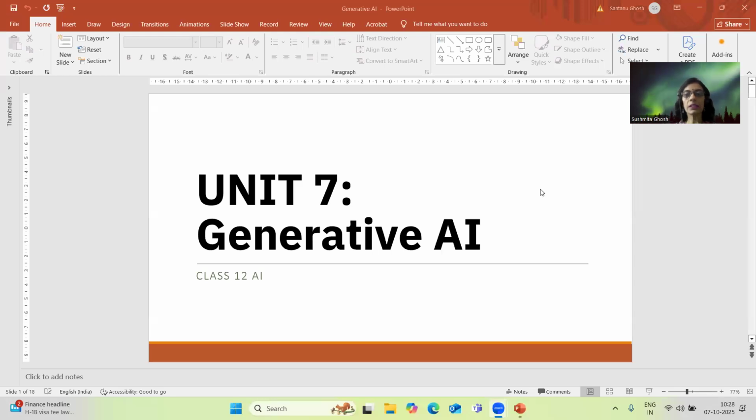Good morning. So now we start with another topic of class 12th AI syllabus, and that is your generative AI. We've been hearing a lot about generative AI nowadays, but let's get a little bit deeper into it to understand how they are actually doing it internally. Okay, so let's start. That's Unit 7 of the syllabus, generative AI.